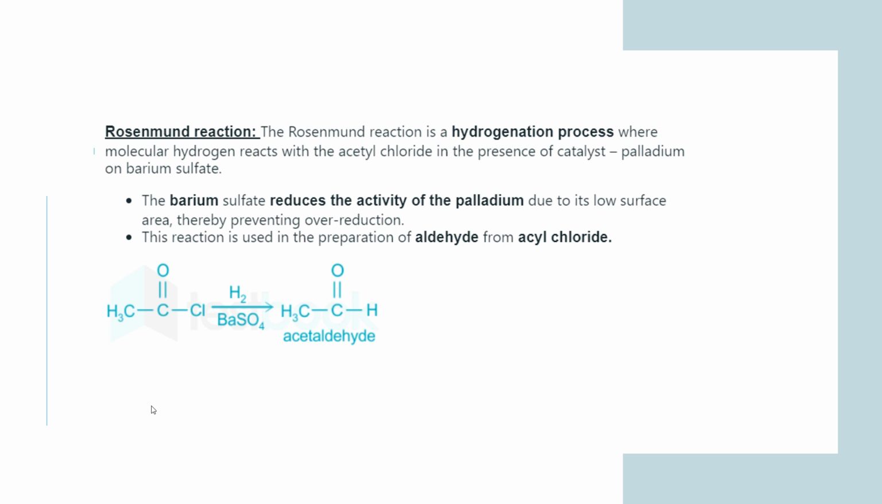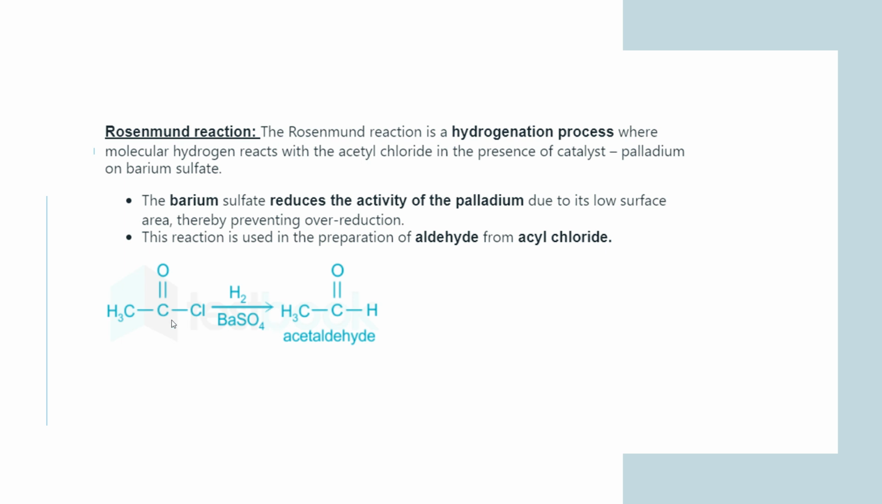So what happens, the given reaction condition is actually well known as Rosenmund reduction, which is a hydrogenation process where molecular hydrogen reacts with acetyl chloride in presence of palladium catalyst, and this catalyst is supported on barium sulfate. So you can see here that this acid chloride is undergoing Rosenmund reduction conditions to give you acetaldehyde as the product.